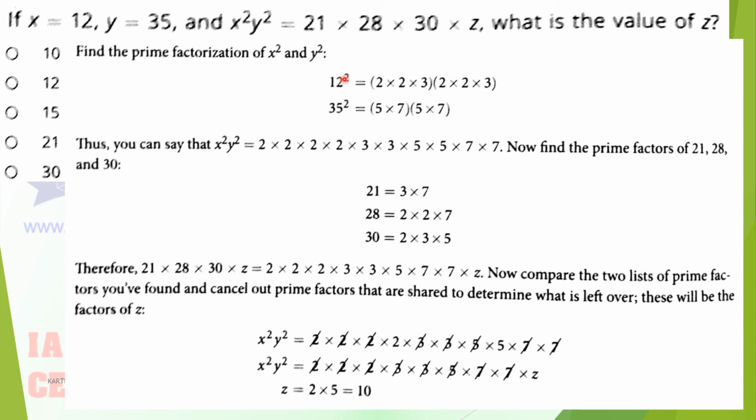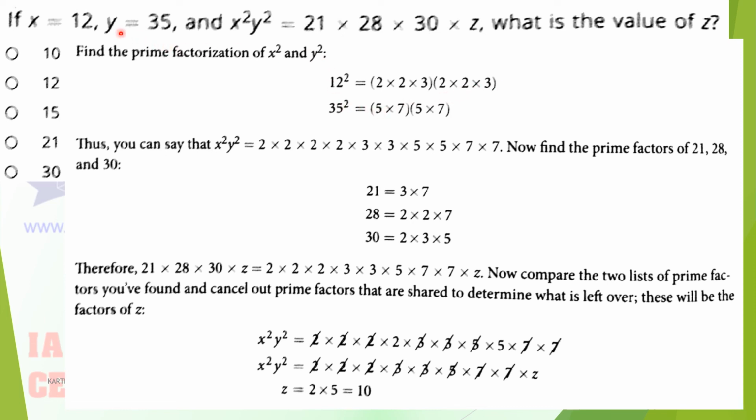So you should take the factors. First expression, x square and y square. X square is how much? X is equal to 12, so 12 square, you just take the factors of 12 square. You will get 2 into 2 into 3. So 2 into 2 into 3, you will get like this.